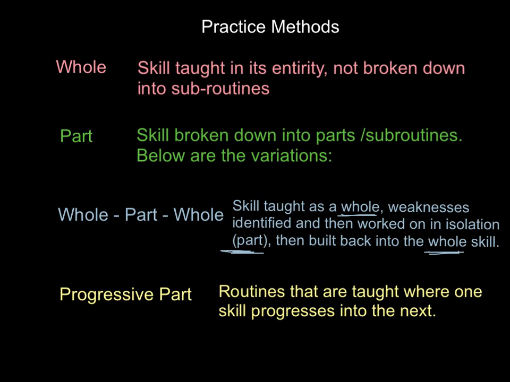And finally, progressive part. These are routines essentially that are taught where one skill that you've taught then moves into the next one. Again, we could use the triple jump as an example of that because the hop flows into the step and flows into the jump. But think about any dance routines, Max Whitlock and the likes of Nile Wilson on the high bar routine, where one skill goes into the next.